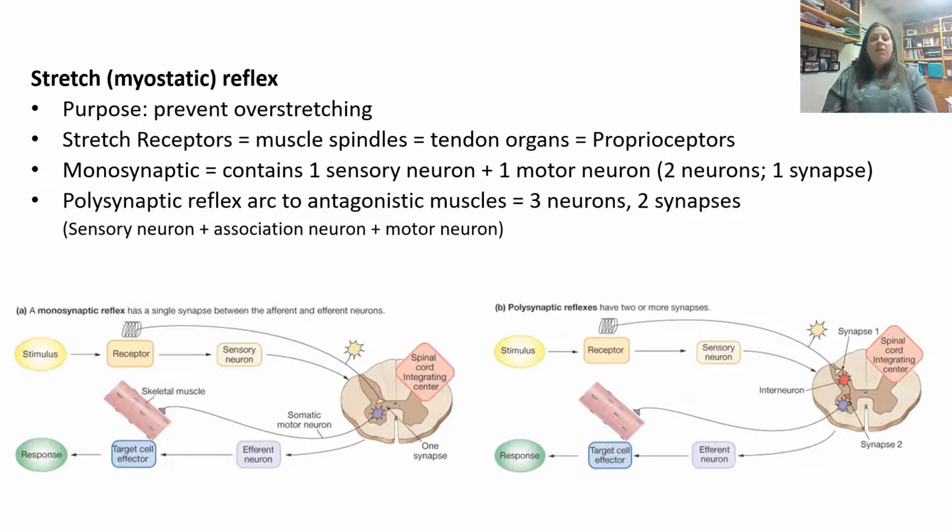In others, they can be what we call polysynaptic reflex arcs. These are going to be with antagonistic muscles, so these are the opposite muscles. When we see that they're polysynaptic, you're going to have at least 3 neurons and at least 2 synapses. This means a sensory neuron is going to talk to the association or intermediate neuron, and then it's going to talk to the motor neuron. All right, so you can see it here. We see the stimulus comes in through the sensory neuron. It talks to that red neuron in the actual spinal cord, and then the message gets sent out through the blue motor neuron here.